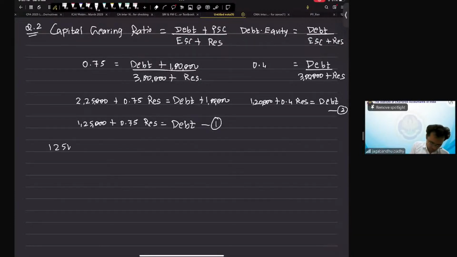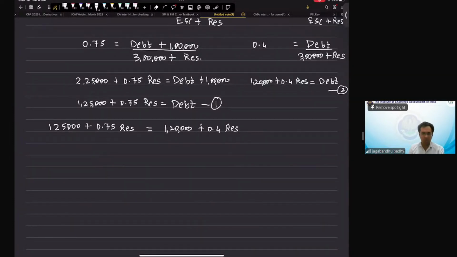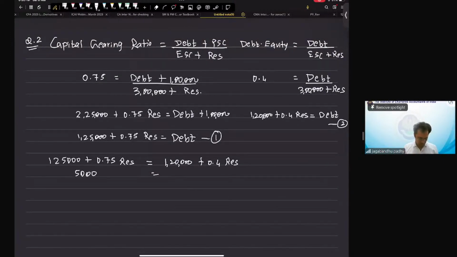Let us just equate both of them and say 1,25,000 plus 0.75 reserves is equal to 1,20,000 plus 0.4 reserves. Take all the reserves on one side. You are left with 5,000 is equal to... there seems to be some problem.